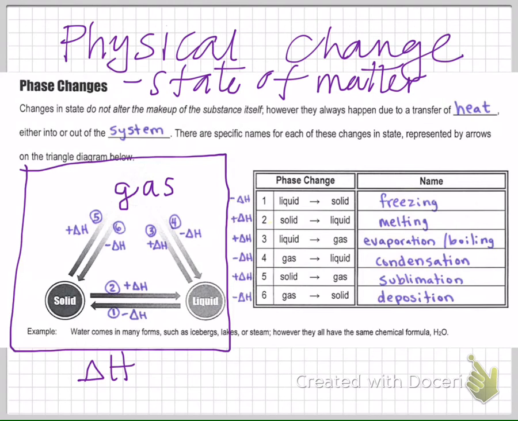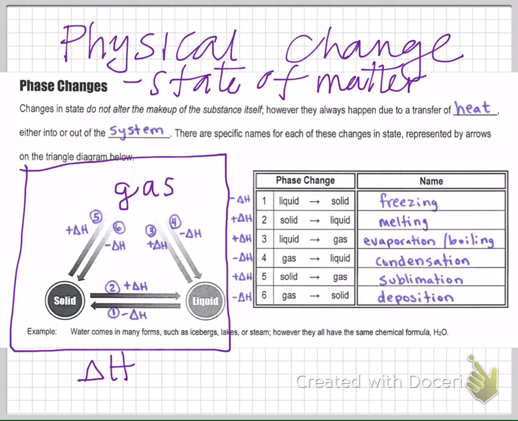So when you have freezing, these are going to be indicated by negative delta H, which is exothermic. So that means that the heat is exiting the system, which is why it will freeze. Okay. Same thing with gas to liquid. That's condensation. So heat is leaving the system.